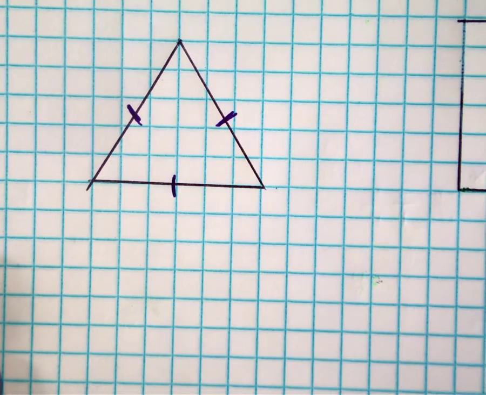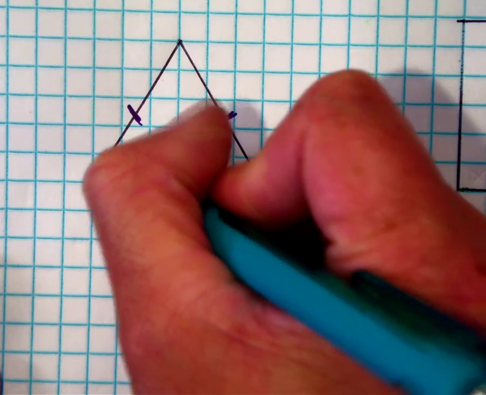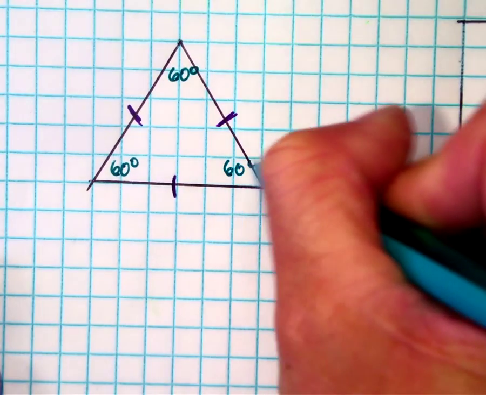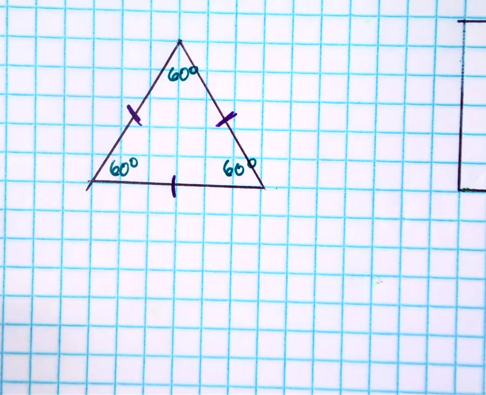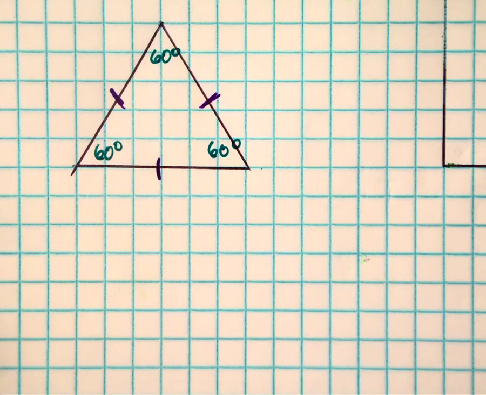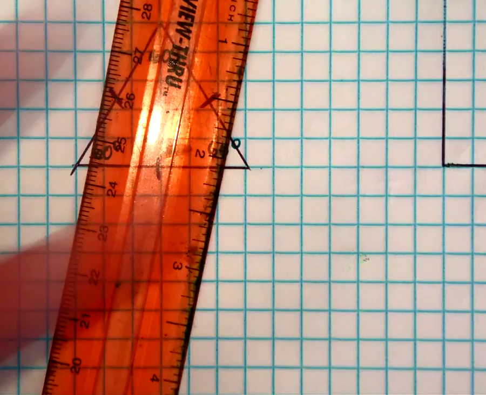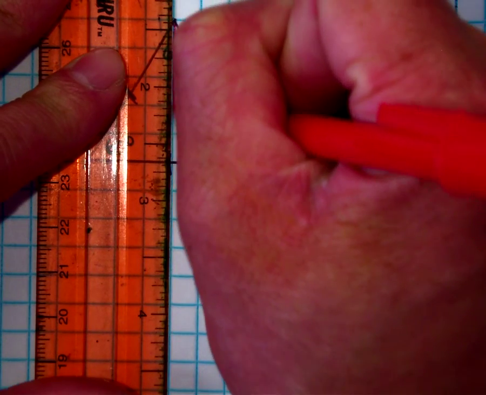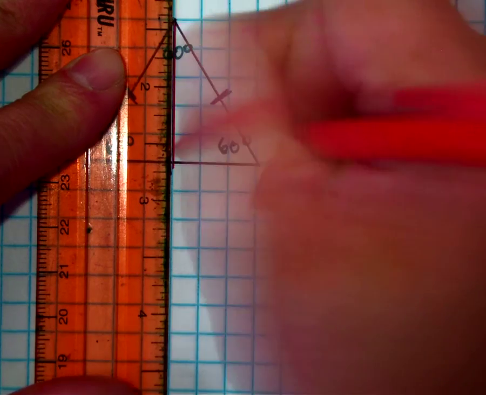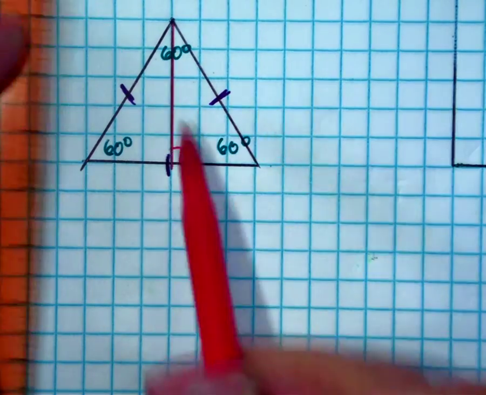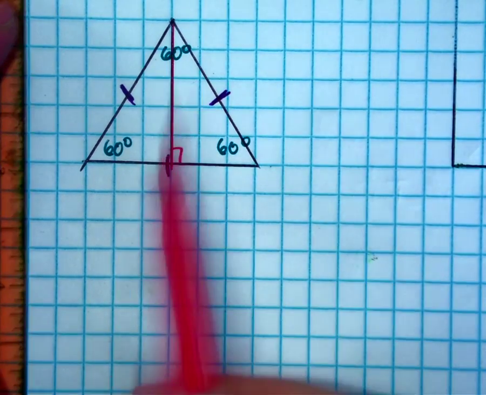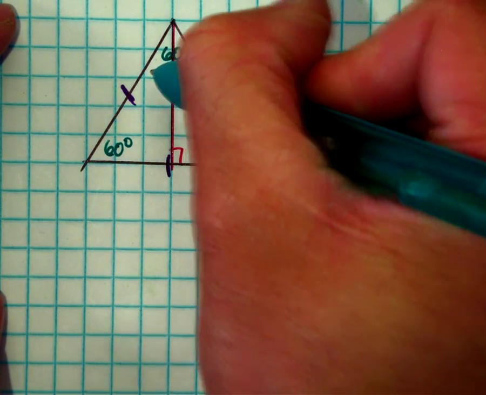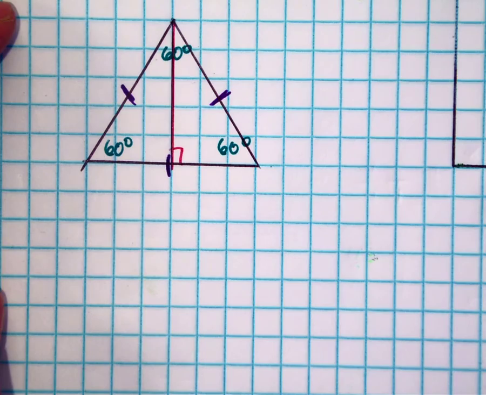They're all the same. What is it? 60. Then I asked you to draw a perpendicular bisector, or the altitude. The altitude is the height of the triangle inside the triangle. And a perpendicular bisector basically means it is a bisector cutting the angle in half and cutting the side in half. So this angle now becomes what? 30.